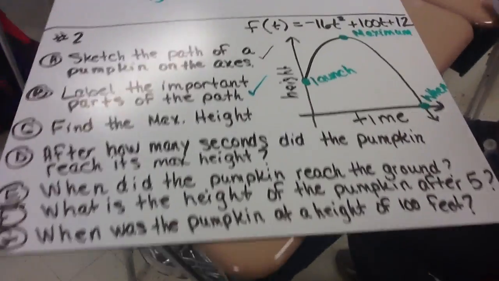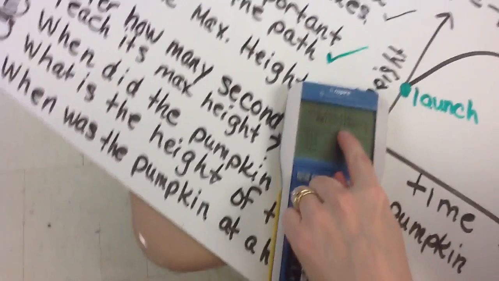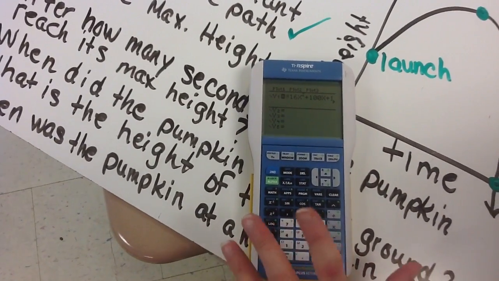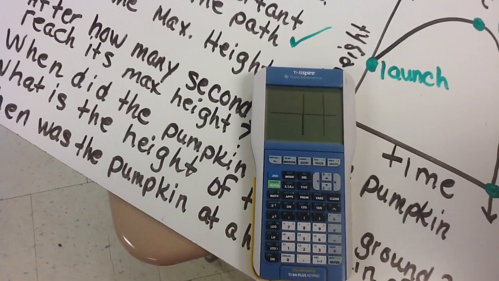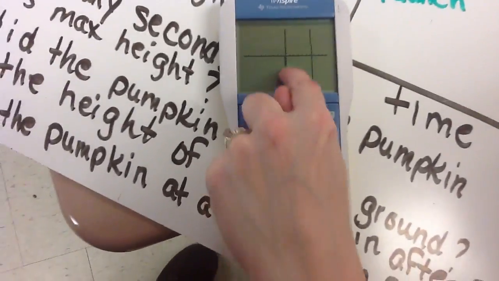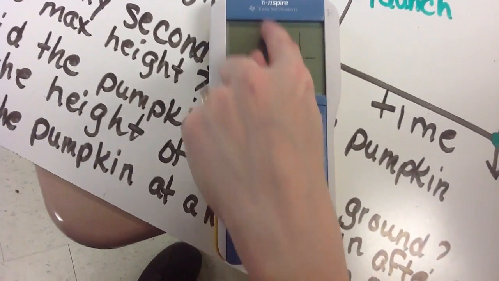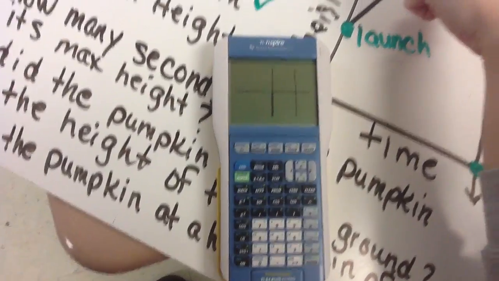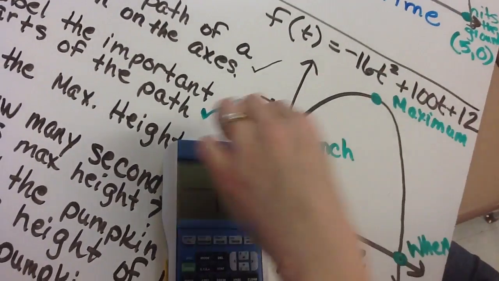So again, we're going to go into our graphing calculator. You see I've got the equation in there, -16x squared plus 100x plus 12. I'm going to graph it. It's back in my standard window. It's kind of hard to see, but it's a little black right here. It's rising, missing the top, and then it's coming back down. Again, I know it's a maximum because it's got a negative sign, so I know I'm missing the top part of it.